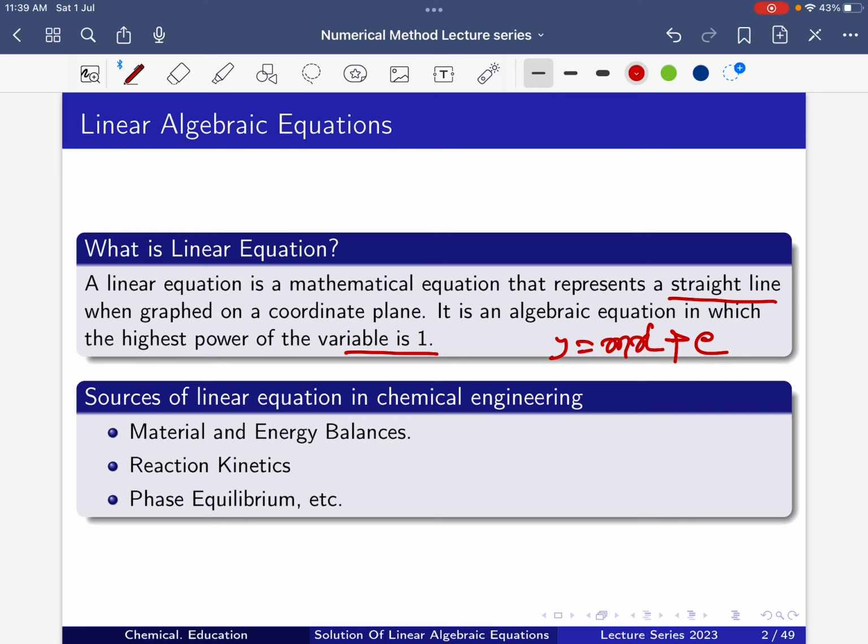Now what are the sources of linear equations in chemical engineering? One source is material and energy balance. From the material and energy balance we can get linear equations. Another source is reaction kinetics. When we study reaction kinetics and do modeling, we can get linear equations. And we can also get linear equations from phase equilibrium study in thermodynamics. We can solve those and get some thermodynamic variables.